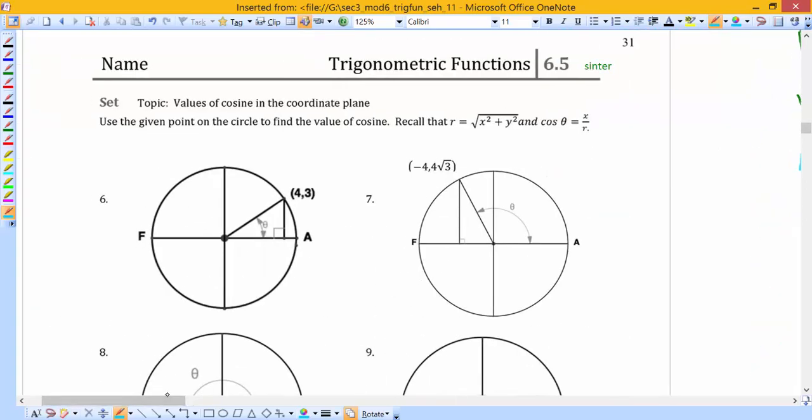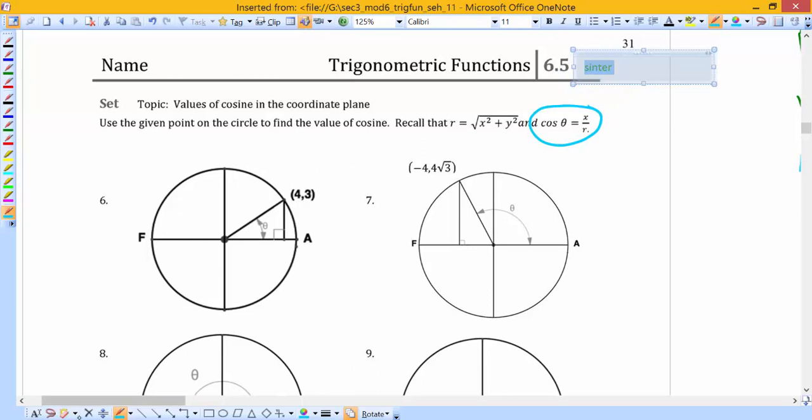Now let's move on to the set. So here, the set, we've already talked about that cosine. Let me get rid of that. That cosine is x over r. And this is the same thing as x squared plus y squared equals r squared. They've just square rooted to get r by itself.